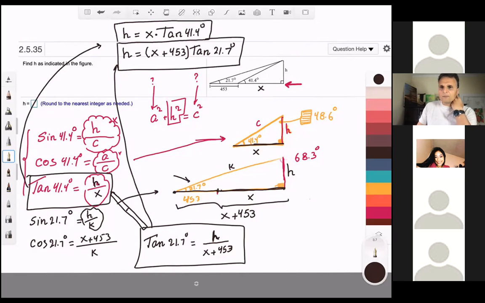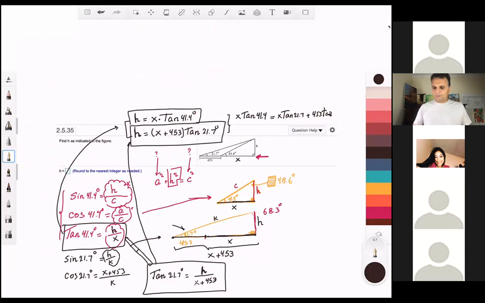Anyway, so now that we have this H and that H, we know the H are equal. I can make the other side equal each other, then solve for X. So we have X tangent of 41.4 equal to X tangent of 21.7 plus 453 tangent of 21.7. Oops. What did I do? Oh, from here.